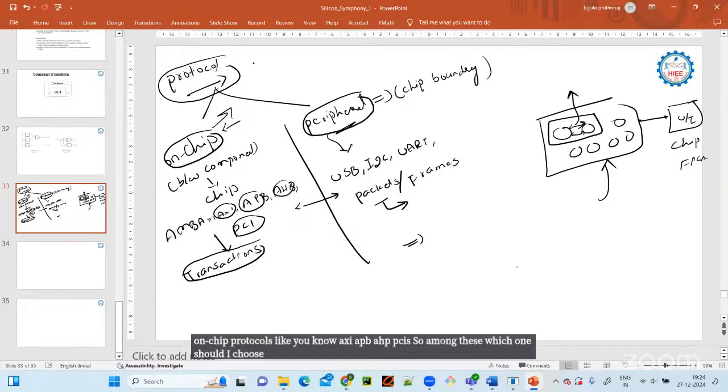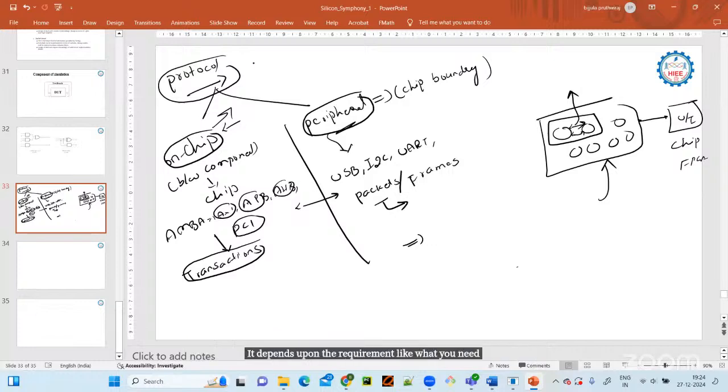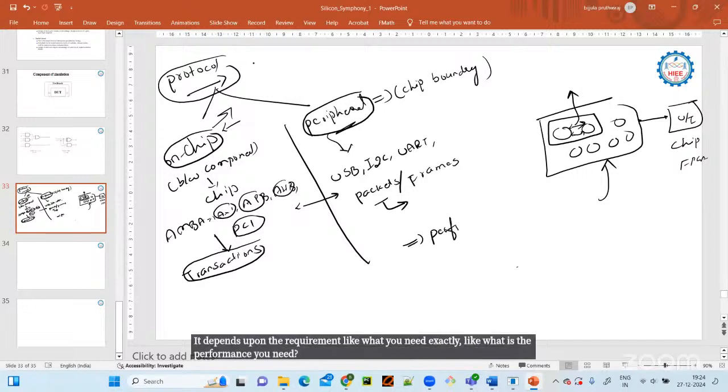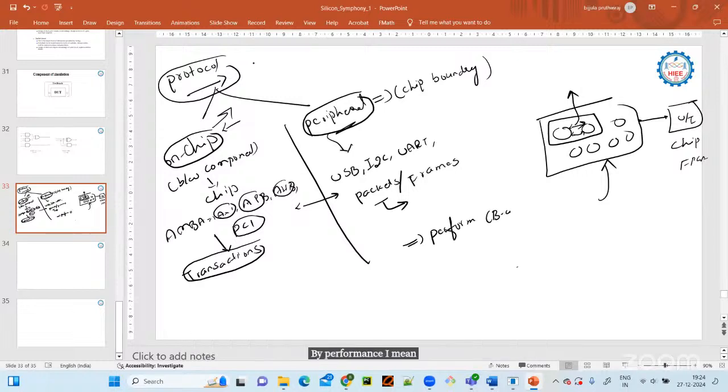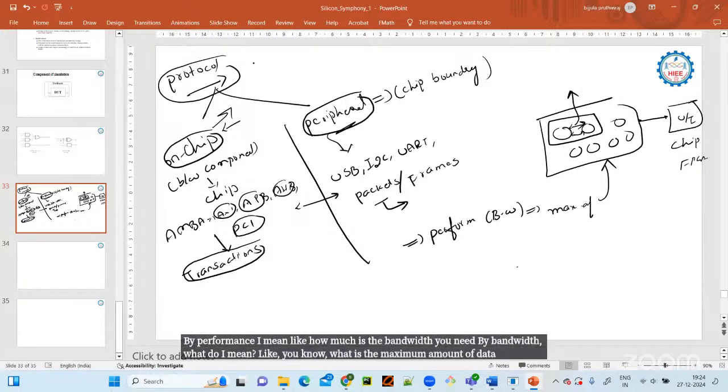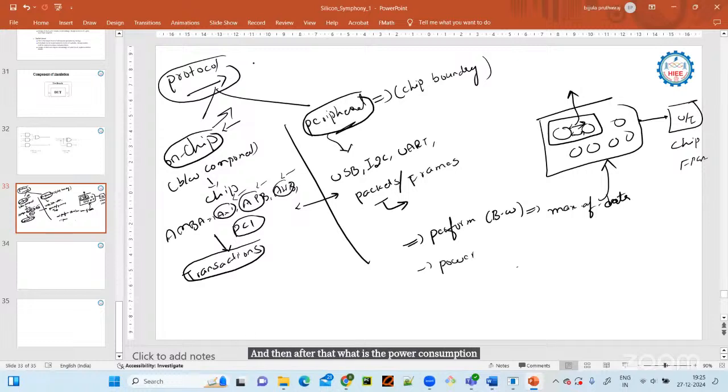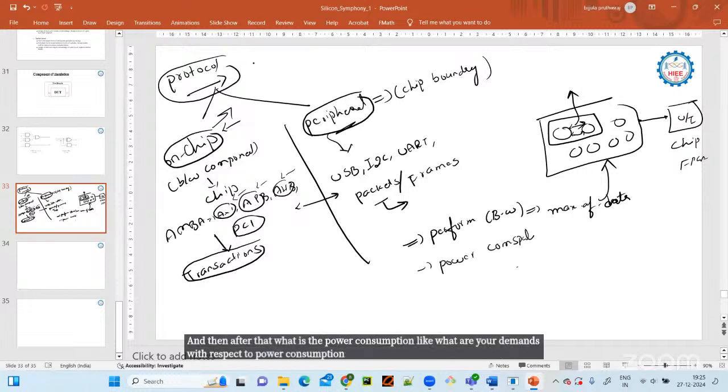It depends upon the requirement, like what exactly you need, what performance you need. By performance, I mean how much bandwidth you need. By bandwidth, what do I mean? The maximum amount of data you want to transfer. Depending upon that, you can choose any one of them, either AXI, APB, or AHB. Then, what are your demands with respect to power consumption? Do you need optimum, efficient power consumption or normal power consumption? Or how many features you want to be supported? The moment you choose more features, the more complex protocol you have to choose.